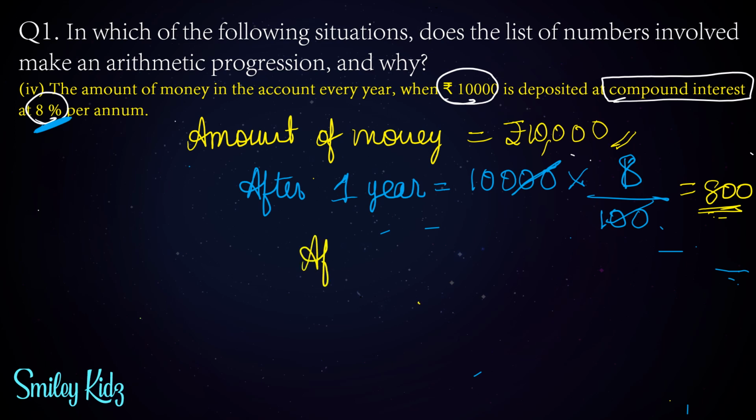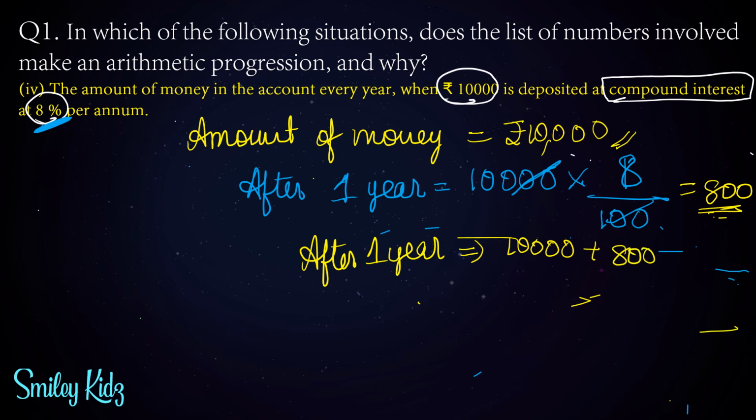That means after 1 year, your amount will be 10,000 plus 800, because a compound interest of 800 is being added every year. So here it's going to be 10,800 now. So after 1 year, what is the amount of money left in your bank account? It is 10,800. Now try to form the sequence.